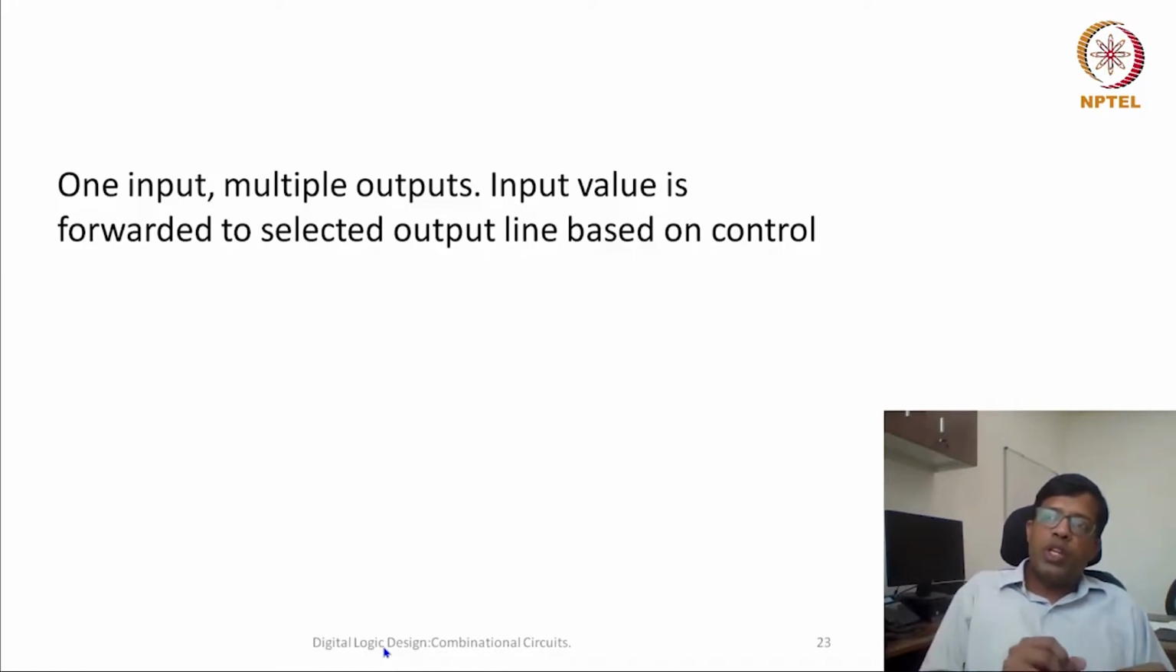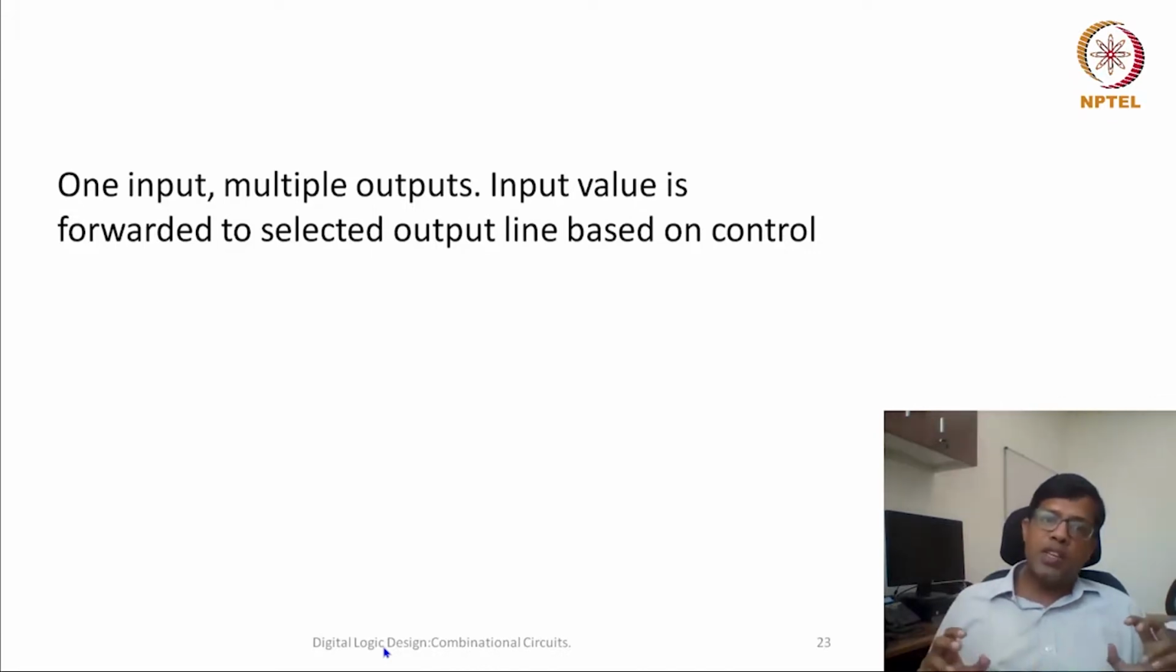Now the input value, whatever it is, 0 or 1, would be copied, forwarded, or connected to the selected output. So there could be n number of outputs, and the input has to be connected to only one of the outputs depending on some control bits.